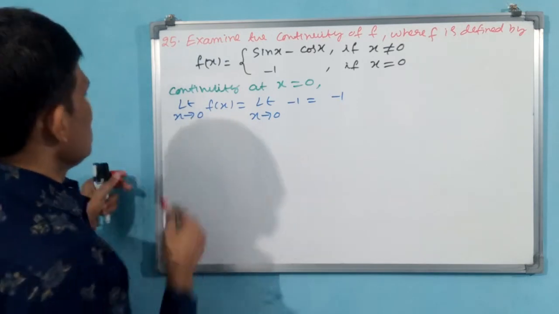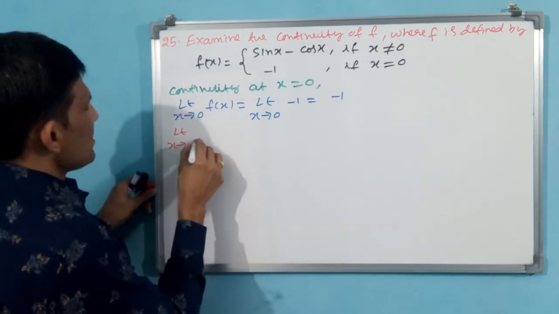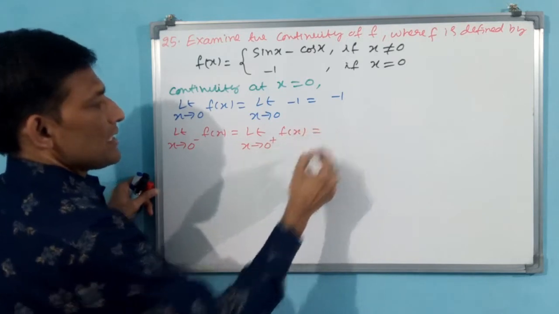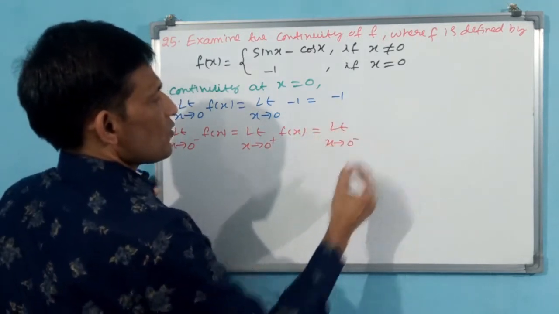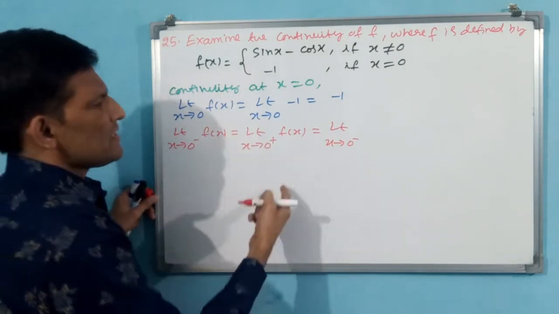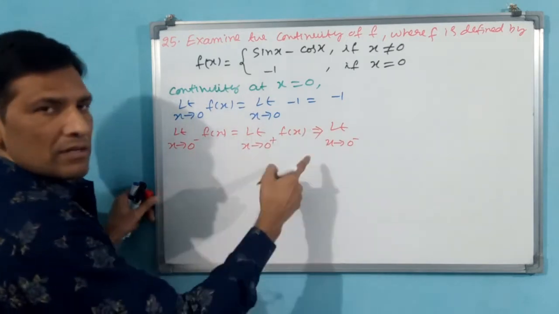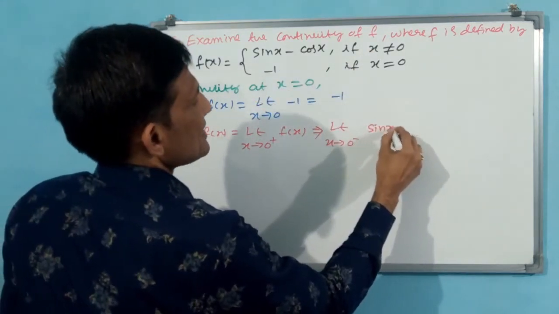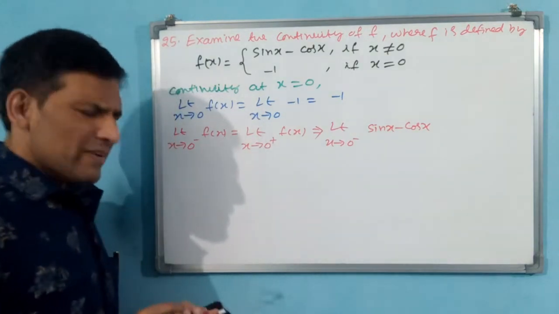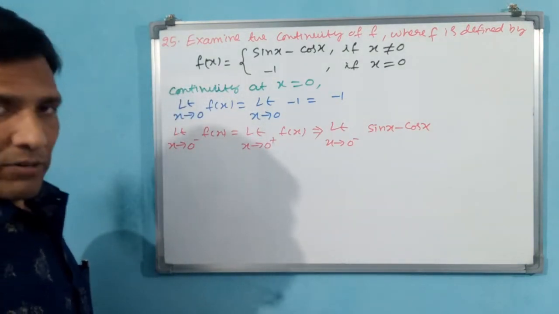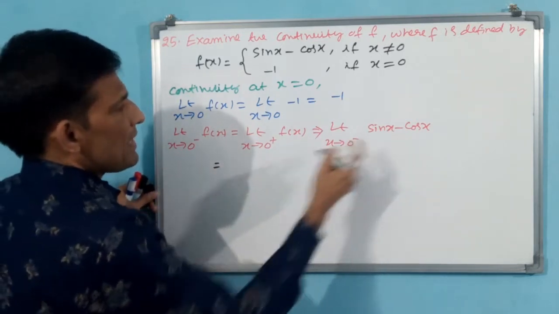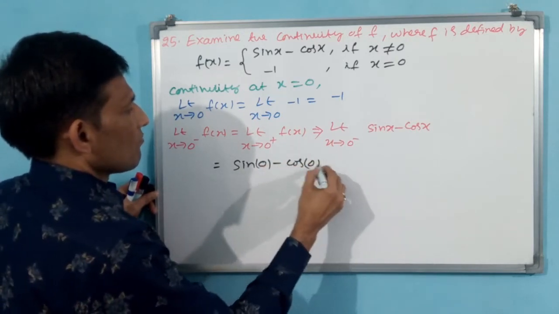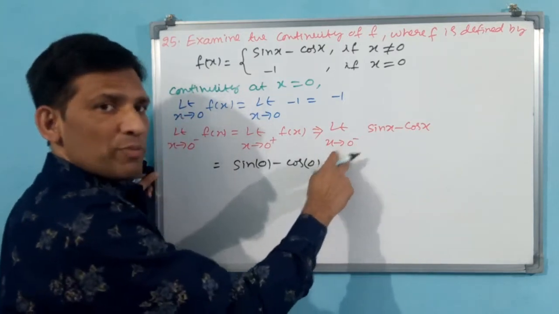See what I am writing now. Left-hand limit as x tends to 0 minus f of x is equal to right-hand limit as x tends to 0 plus f of x. That is equal to limit x tends to 0 minus, I am taking 0 minus only, since both are the same, anything you can take, okay, or else I am keeping it like this, implies. Now you tell me, what is this function, 0 minus means this one, sin x minus cos x, is it okay, definitely okay. Now write down, that is equal to, apply the limit, sin 0 minus cos 0. Is it okay? Why? Because while applying, 0 minus and 0 plus both are 0 only.